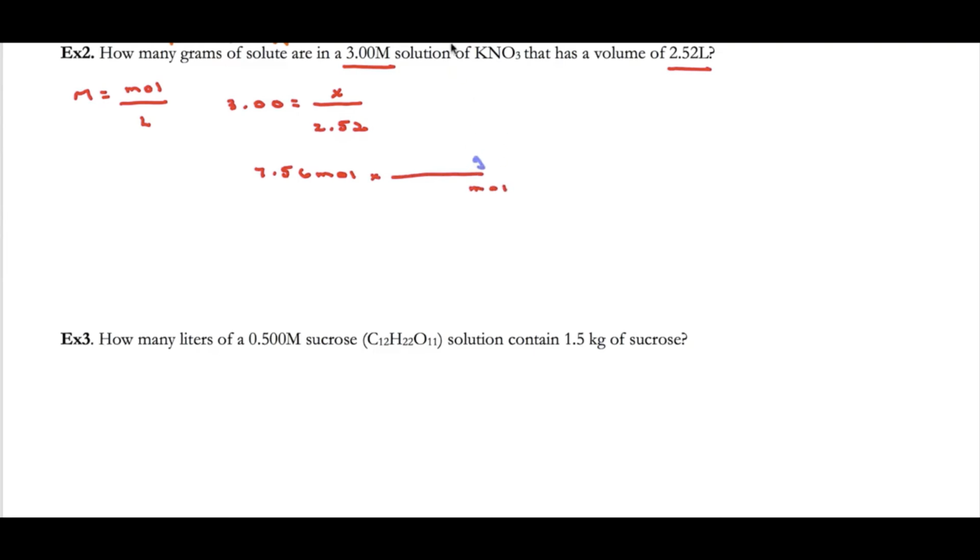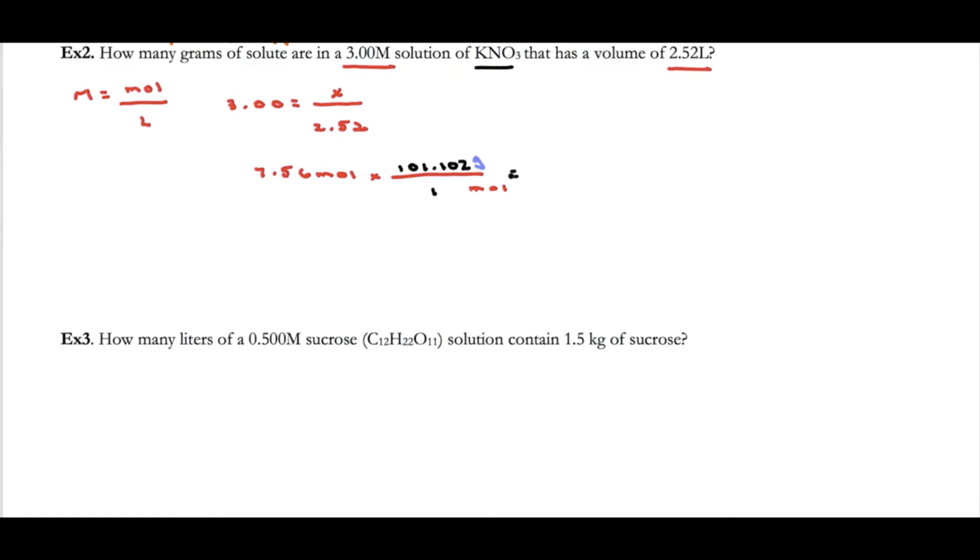Now remember, to go from moles to grams, I need to use the molar mass of potassium nitrate. Well, the molar mass of potassium is 39.098. The molar mass of nitrogen is 14.007. And the molar mass of oxygen is 15.999 times 3, because I have 3 oxygens. So the molar mass of potassium nitrate is 101.102 grams for every 1 mole.